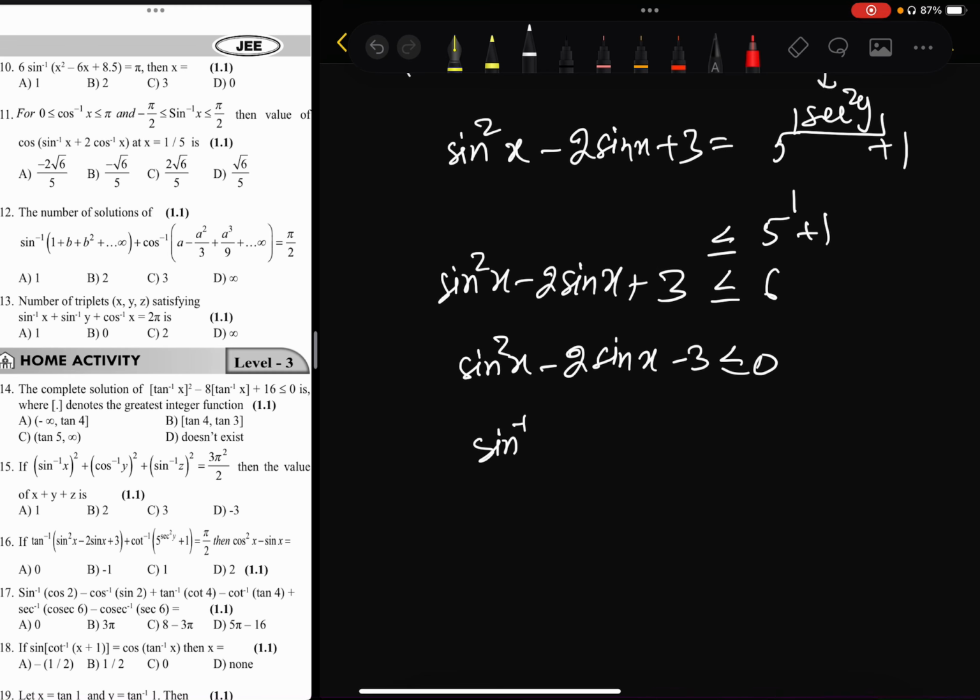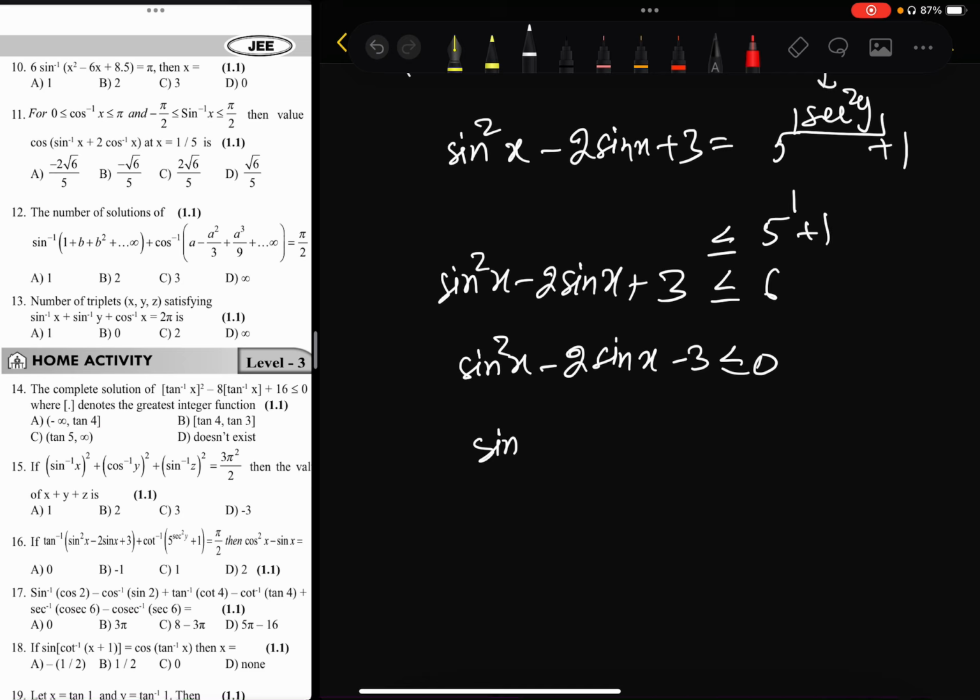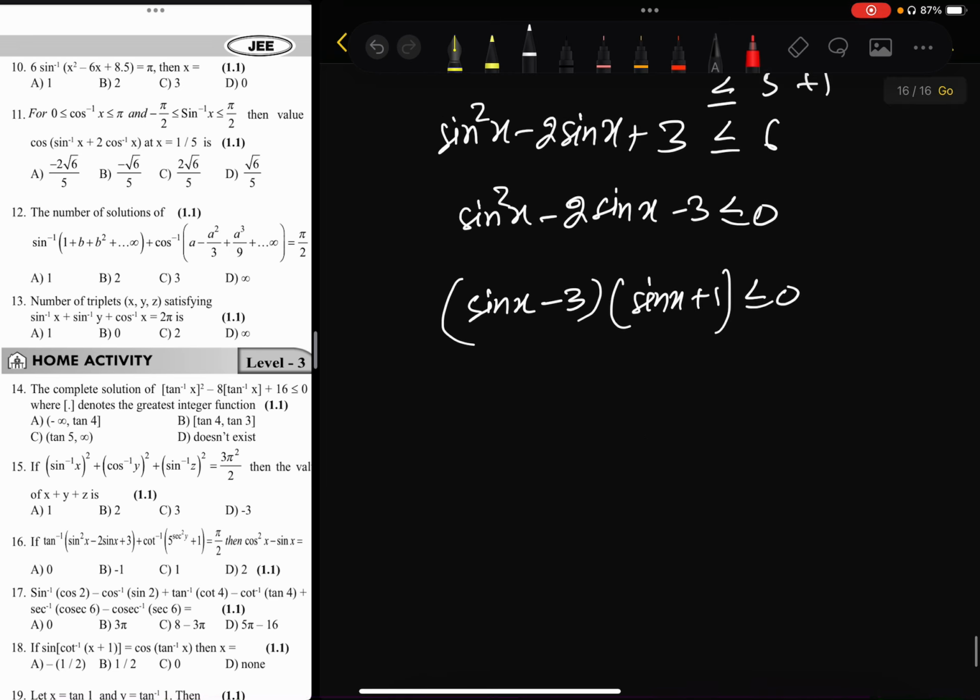Sorry, it is not inverse; inverse is not given here, right? This is question number 16. I think 14 also, I forgot question number 14, so after this I will solve question number 14. So question number 16, sine square x. Now let's factorize this equation: sine x minus 3 into sine x plus 1 is less than or equal to 0, right?